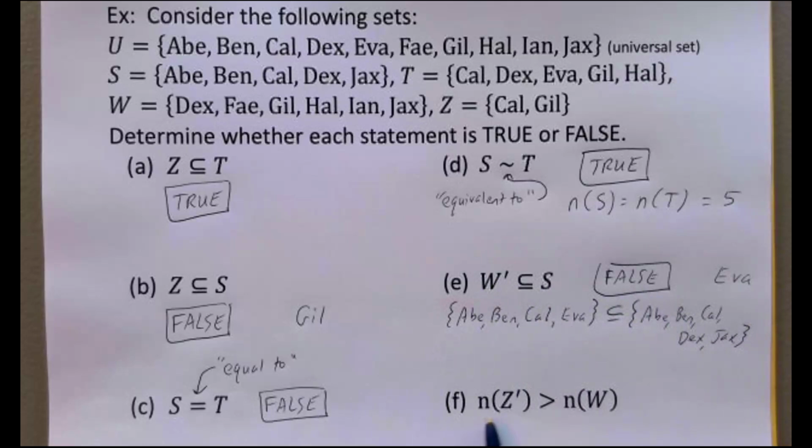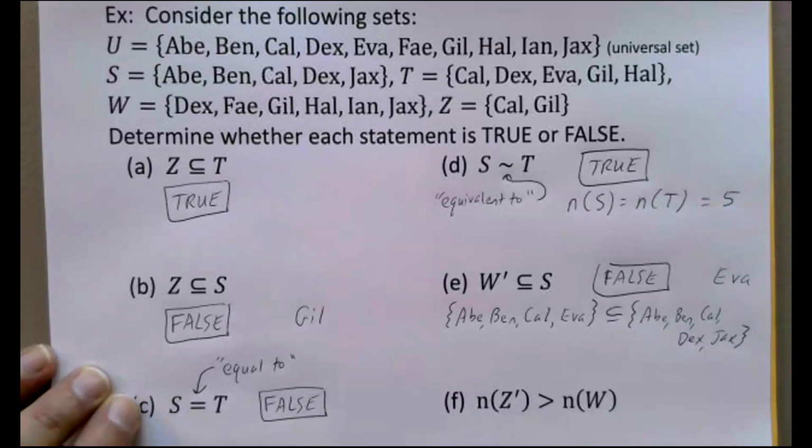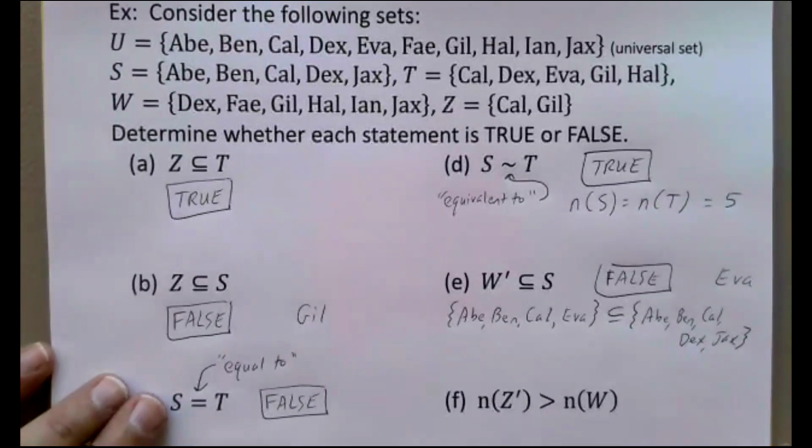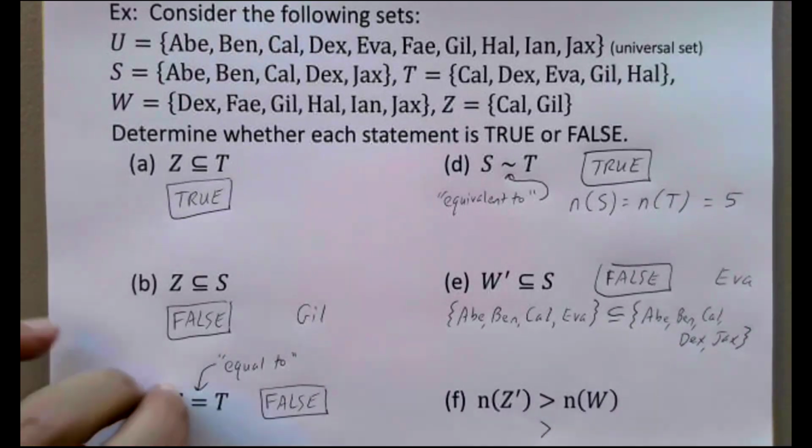Last part of this question says the number of elements in Z complement is greater than the number of elements in W. Or the cardinality of Z complement is bigger than the cardinality of W. So now we're talking about how many people live in Z complement and how many people live in W. And is the one on the left bigger than the one on the right?